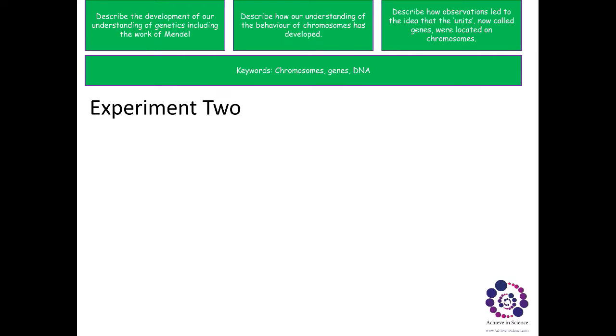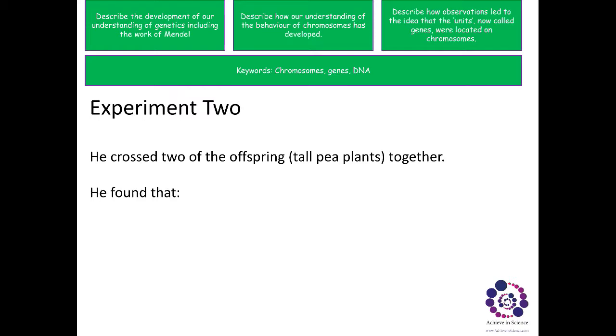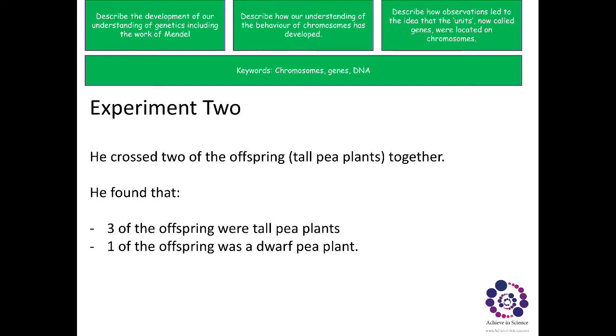Well, then he carried out a second experiment, where he used two of the offspring, which were of course both tall, and crossed them together. On this occasion he found that 3 of the offspring were tall and 1 was dwarf. Well, this was strange because both of the parents were tall. How could suddenly we have a dwarf pea plant?